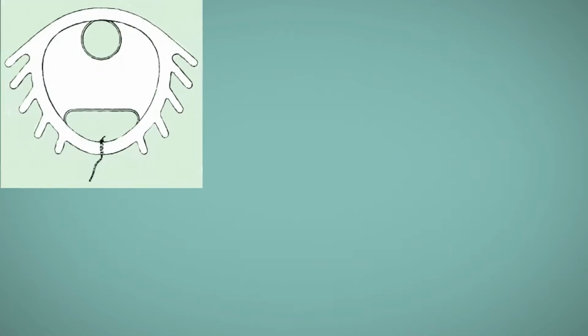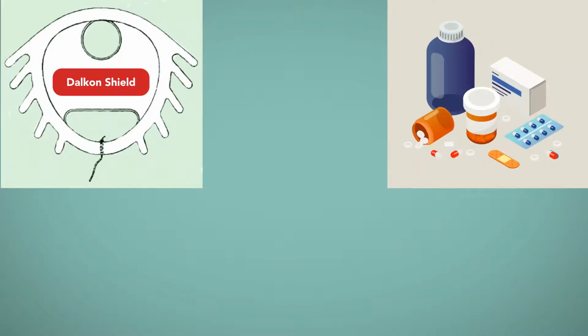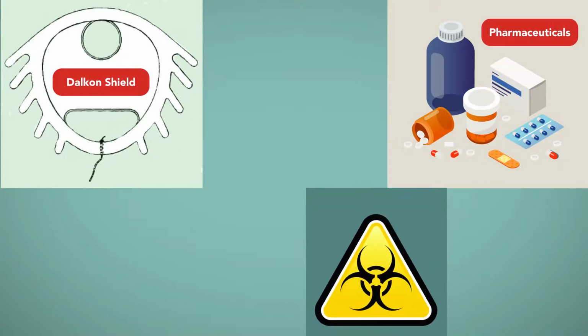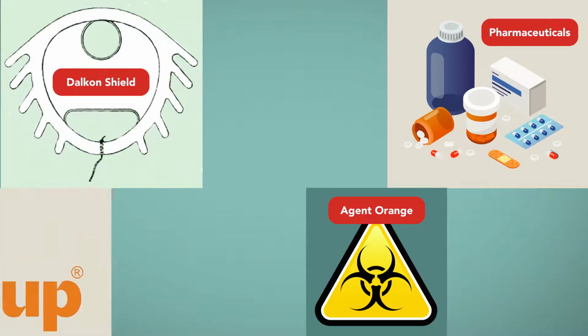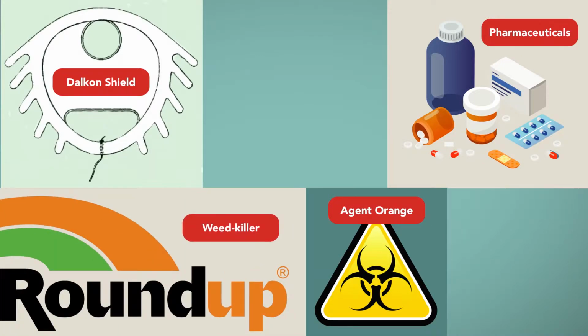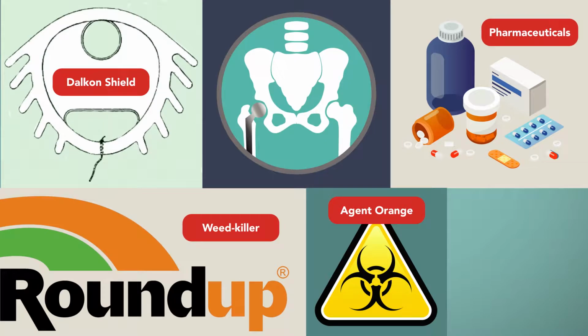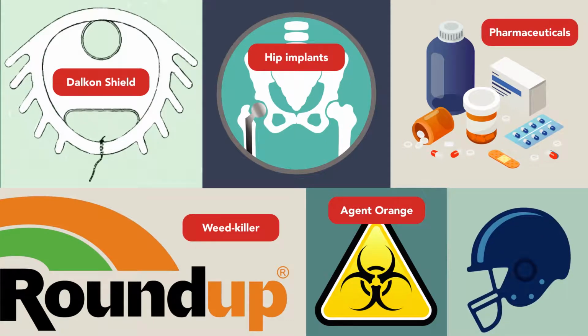Other mass torts of this sort that have arisen in the last few decades include claims from the sale of the Dalkon Shield, an intrauterine birth control device, claims that the dangerous side effects of various pharmaceuticals were not disclosed, claims by Vietnam War veterans arising from the use of Agent Orange, a defoliant, claims against Roundup, the weed killer, claims about defectively designed hip implants, and claims by former NFL players that the NFL knew about but hid the dangers of concussions to players.